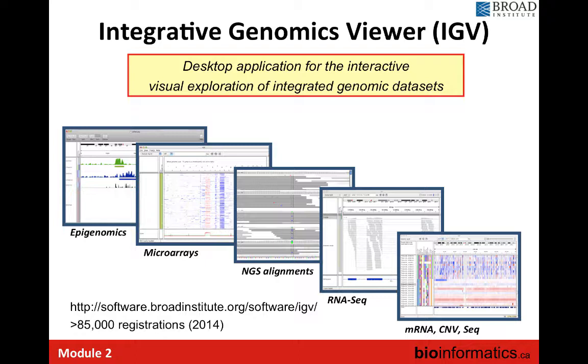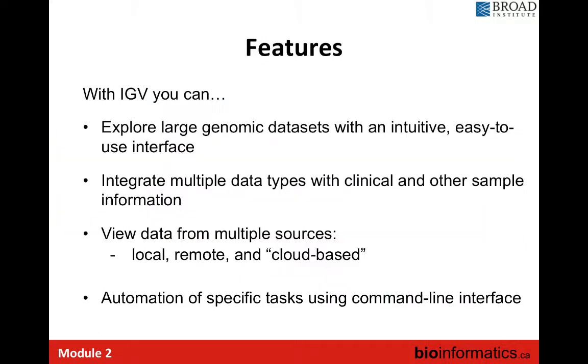We're going to look at some alignments of sequencing reads. You can display your RNA-seq alignment as well to look at the expression of a particular gene, or copy number calls when you've done your copy number analysis, for example. With IGV, you can explore large genomic datasets with an intuitive and easy-to-use interface. You can integrate multiple types of data, as well as clinical or sample information, what you know about your different samples. And you can view data from multiple sources: locally, from remote, or cloud-based. It depends on what you want to do in your project.